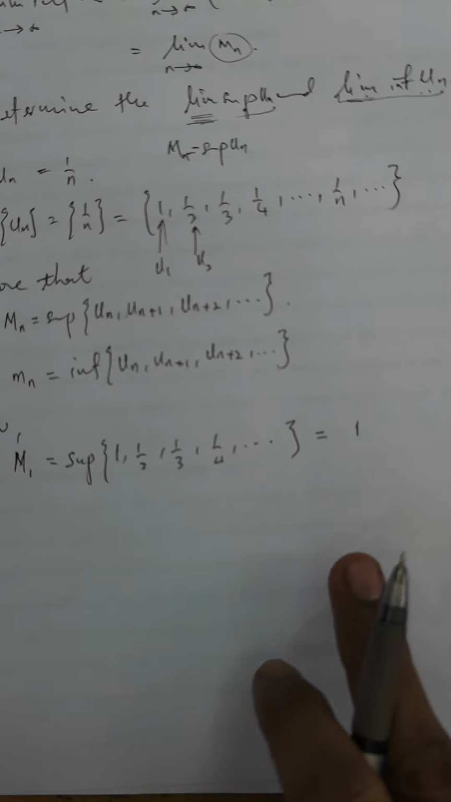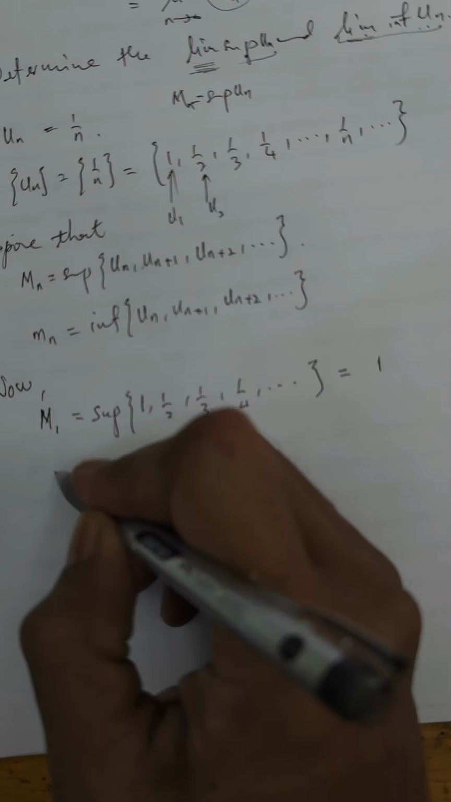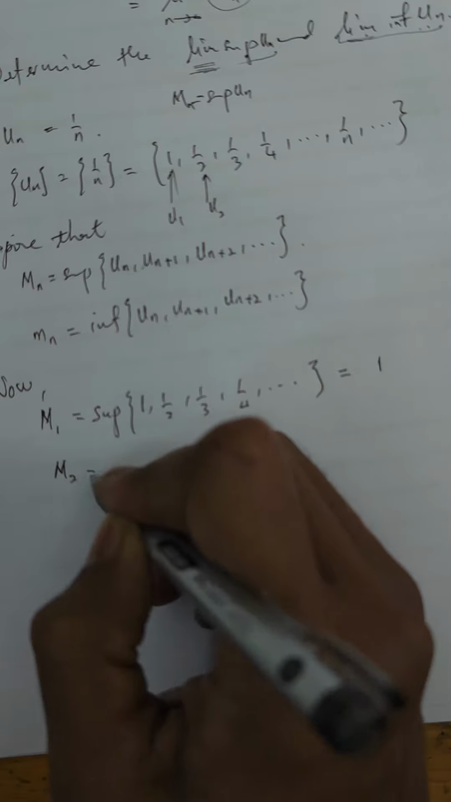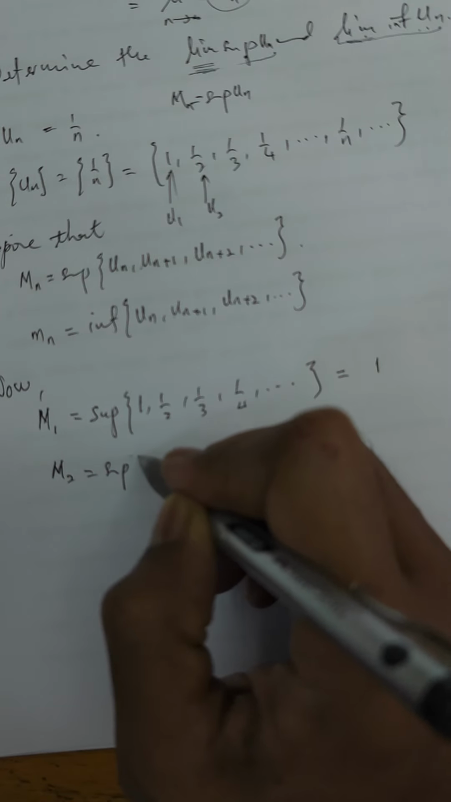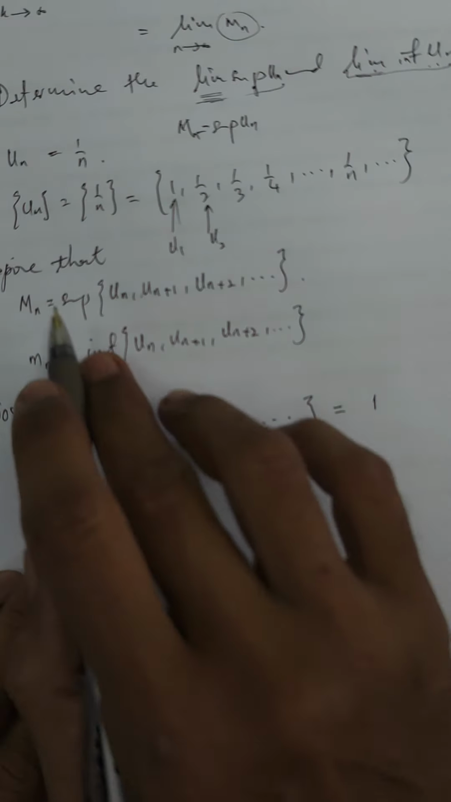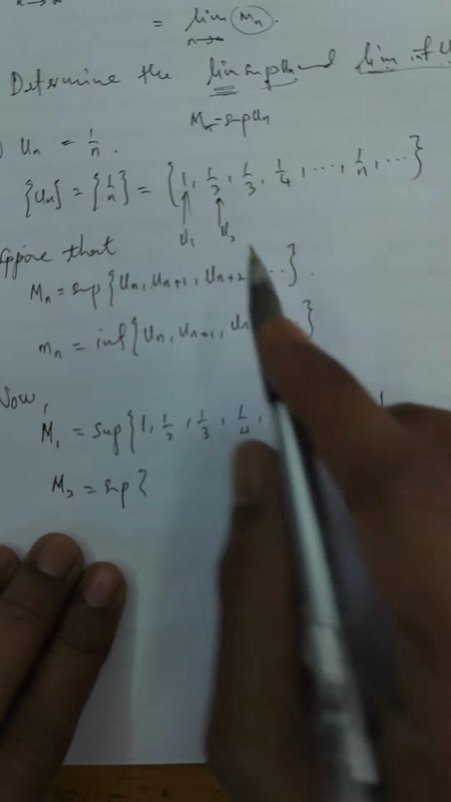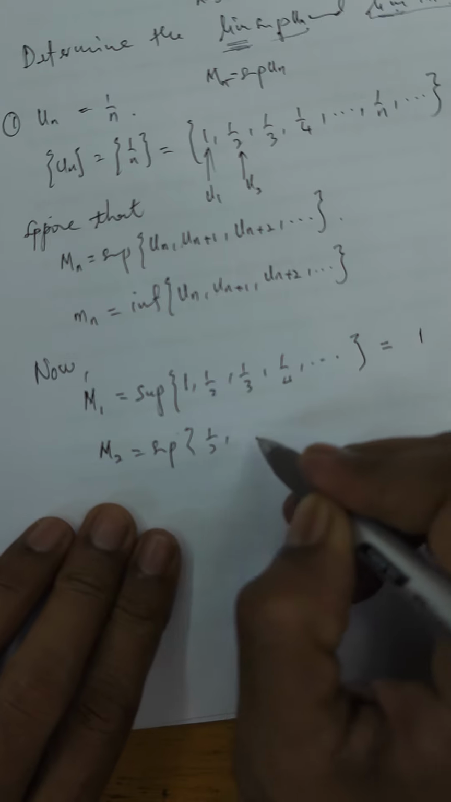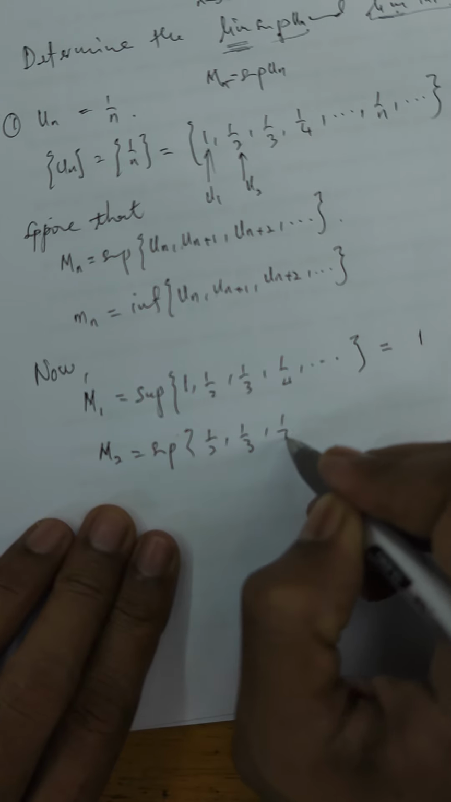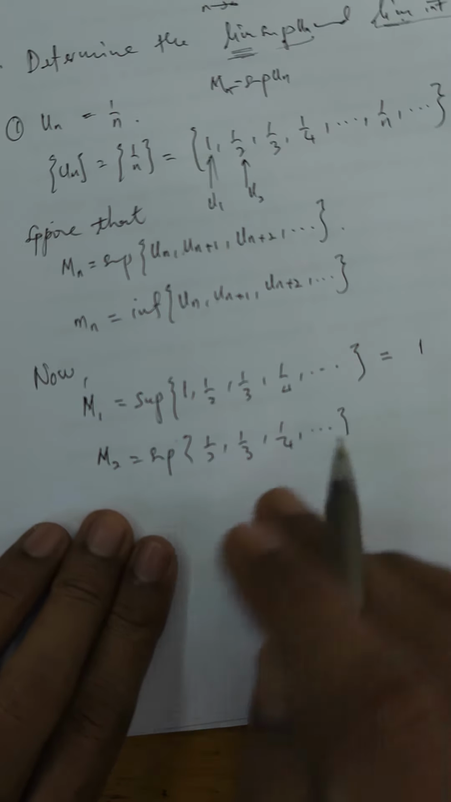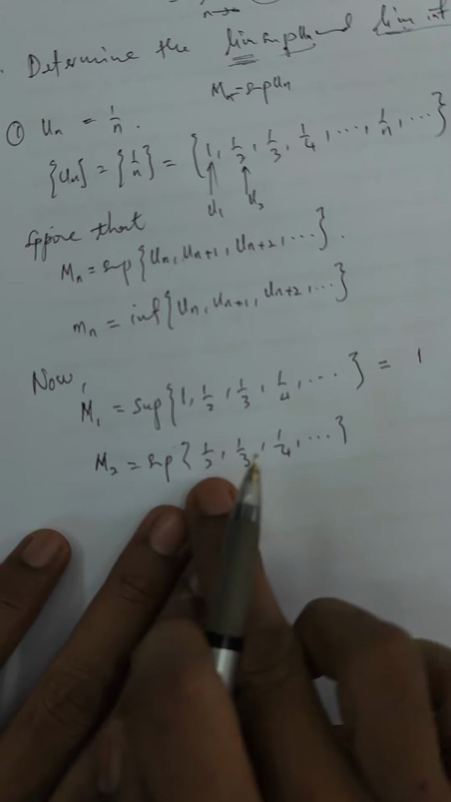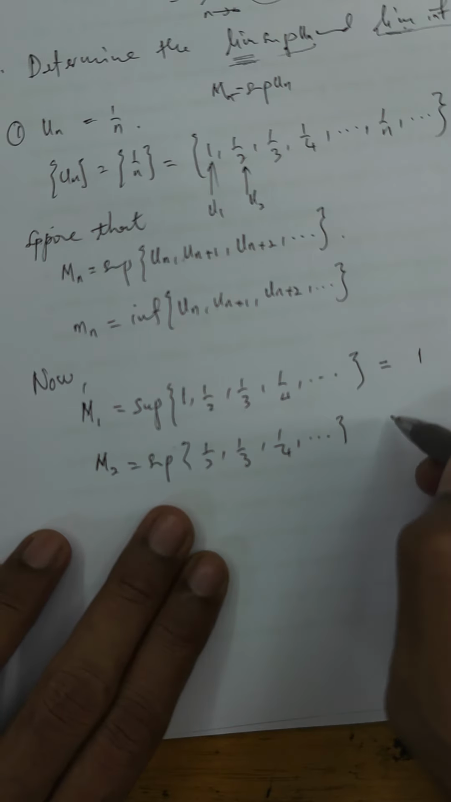Alright? Now, we're looking for M2, the supremum of U2. U2 begins with half, 1/3, 1/4, and so on. In this case, the supremum of those, the biggest number there, is half. So M2 is half.